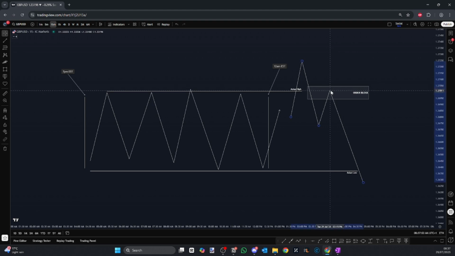And so, of course, price has taken the Asian high, so the liquidity on the top side, and then we start to trade bearish, leaving behind a bearish order block, which we can then use for a sell entry as soon as price taps into it. And then you can set your stop loss just above the order block, and take profit at the next area of liquidity, which would be the Asian low.